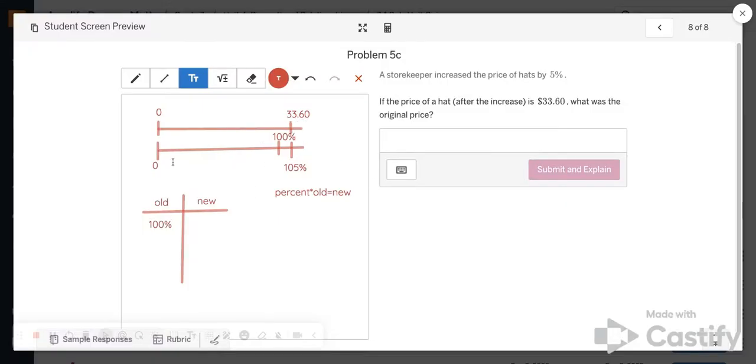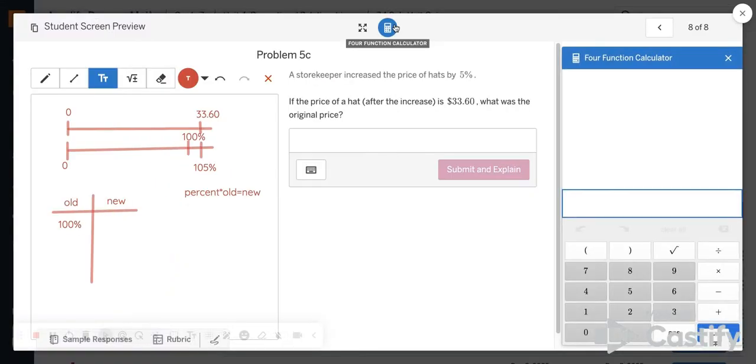So I'm going to think about how many fives there are between 0 and 100. There are 20 of them. And then there's one more that gets me to 105. So that is 25. So I know that I need to take my 3360 and divide it by 25 if I'm using a double number line. And that gives me 1.344.